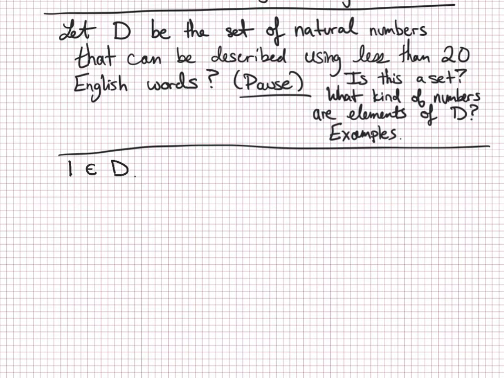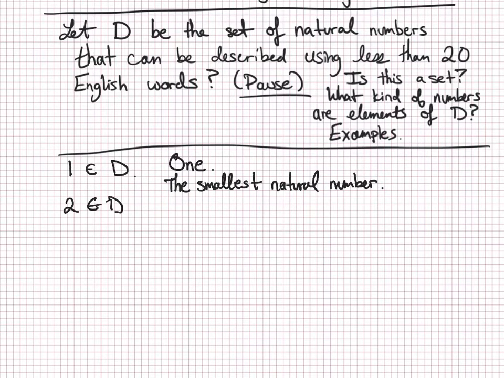Why is this? Well, I could write that it's a single English word. It's 1. So I've described it using less than 20 English words. You could also describe it as the smallest natural number. That's 4 words, so we're still good. Of course, I only needed one description to be inside D, but I decided to give you 2. I could say it's the multiplicative identity if I so chose, whatever. So 1 is in D.